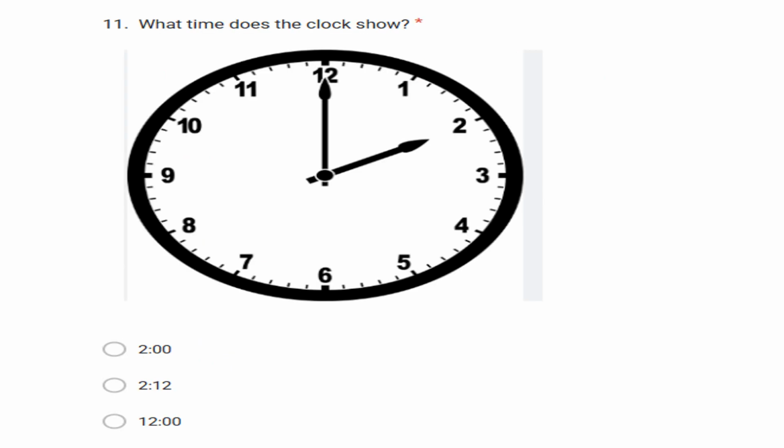Number 11. What time does the clock show? Is it 2 o'clock? Or 2:12? Or 12 o'clock? Please try to look at the short hand and the long hand of the clock.